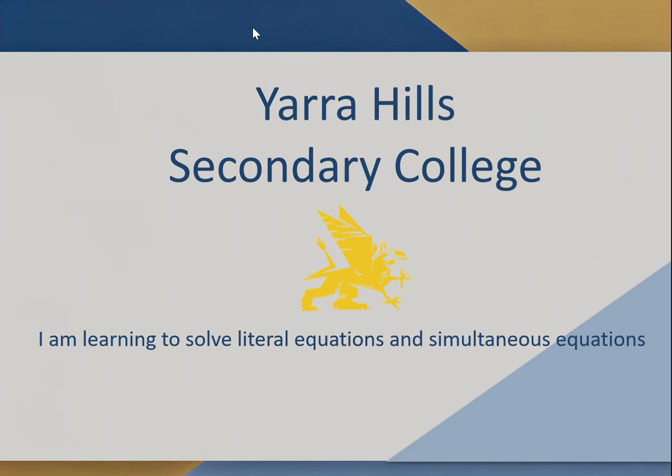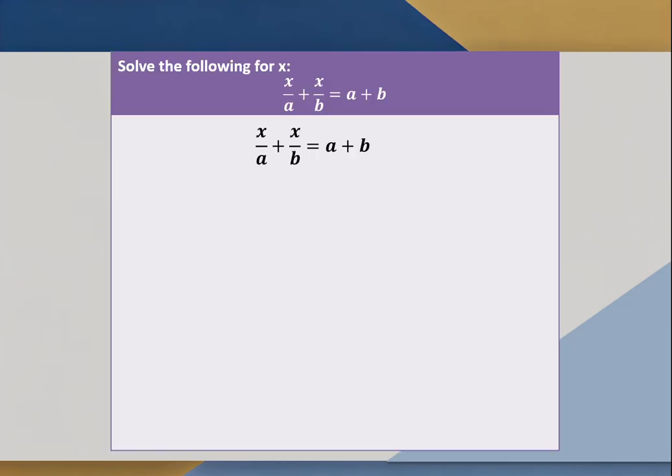Okay, so we are going to be working on 2B from the Cambridge textbook. We are going to be learning to solve literal equations and simultaneous equations. So the first question we've got is x over a plus x over b is equal to a plus b.